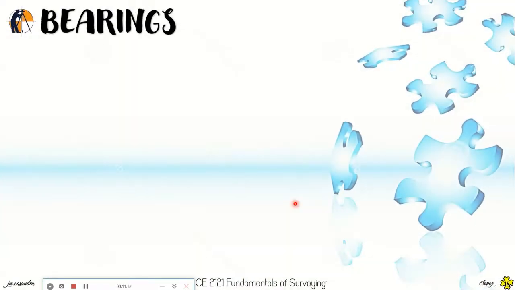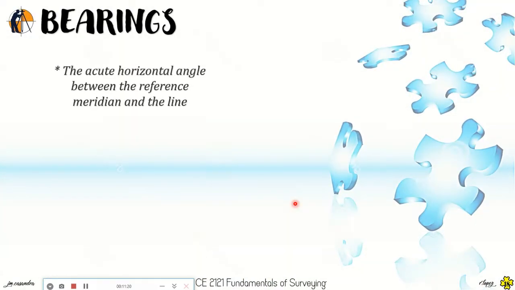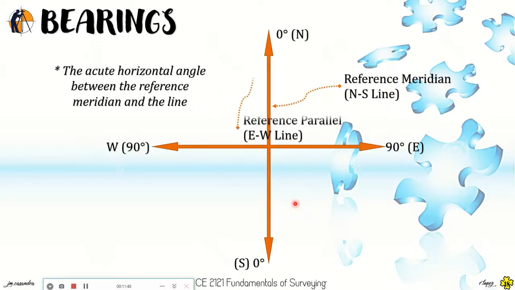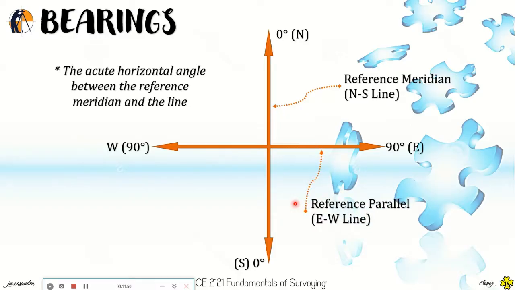So next we have your bearings, which are the acute horizontal angle between the reference meridian and the line measured or laid out. If we have here your geographic quadrants, your north, east, south, and west. So the reference meridian is our north-south line, and the reference parallel will be your east-west line.